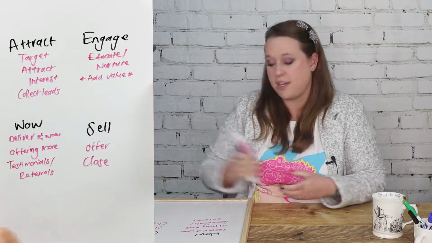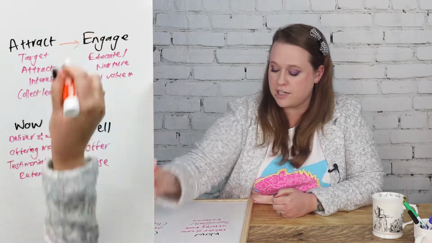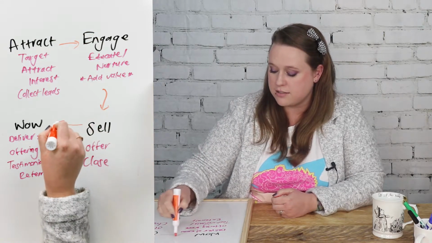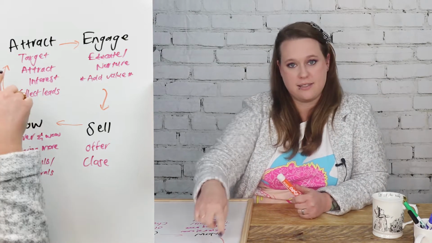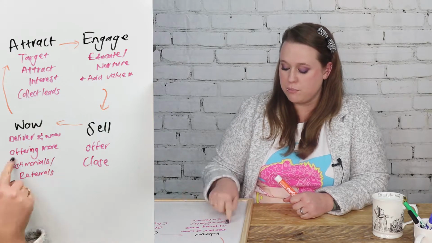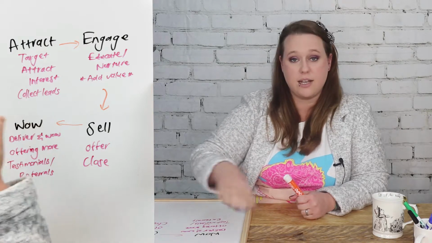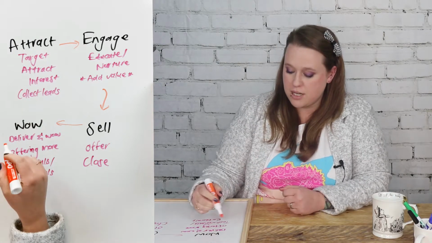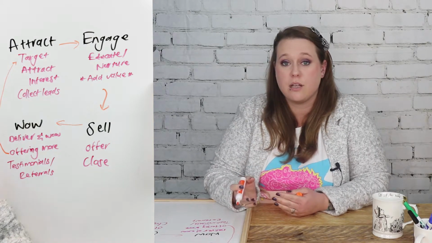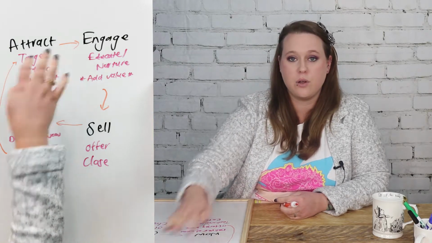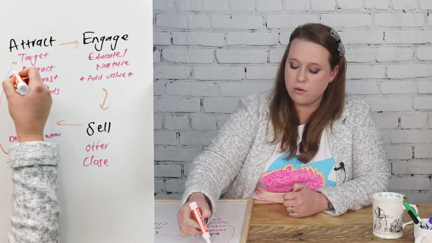So let's talk about how they interact. Attract is your starting point, and then you move along to engage, and from engage to sell, and sell to wow, and wow back up to attract again. Let's talk about this link. After you have offered more, essentially what you're doing is starting that life cycle again, because you've got to be very clear that the product that you're offering is the correct product for the person that you're offering it to. So you need to be very clear on who that upsell is actually for. You need to be clear on your target.